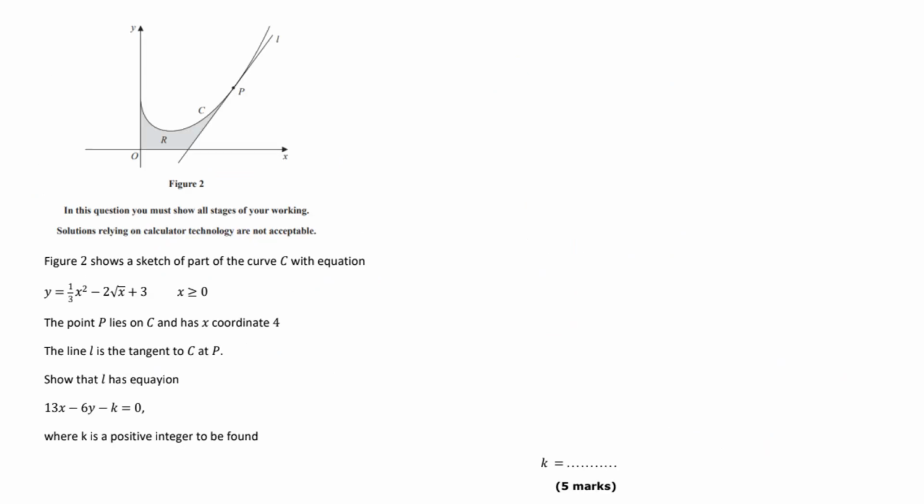In this next question, we're asked to find the positive integer k, which is part of the equation of the tangent to this curve, and we're told that P has an x coordinate of 4. So what we need to do is find the corresponding y coordinate by subbing 4 into the curve, and then differentiate the curve and sub 4 in to find the gradient of the curve at that point, which will also be the gradient of the tangent.